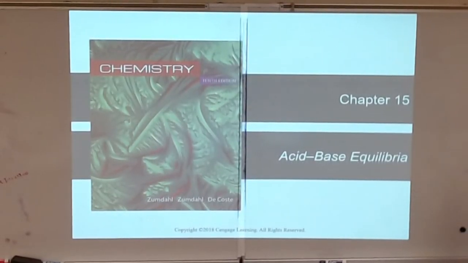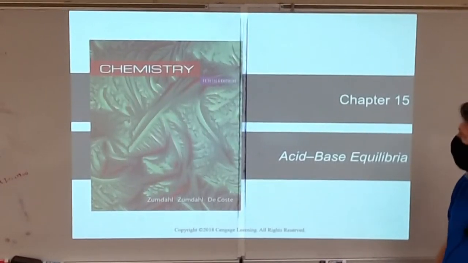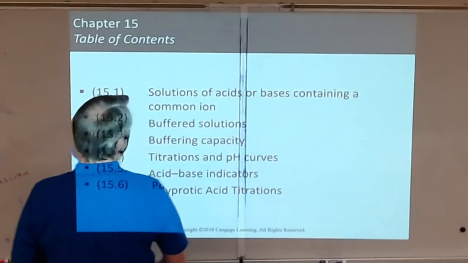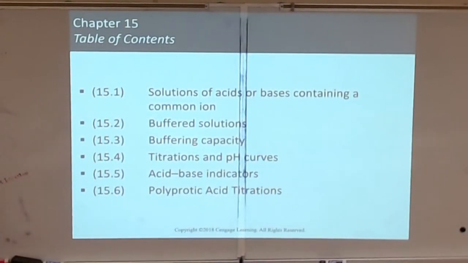All right, cool beans. Let's do acid-base equilibria. I thought we already did this. This is different. This is the buffering. So this is going to be solutions of acids or bases containing a common ion. We've been doing common ion. You know how to handle this. We're going to talk about buffered solutions and buffering capacity. Then we're going to talk about titrations and pH curves. Unfortunately, we won't get to do one.